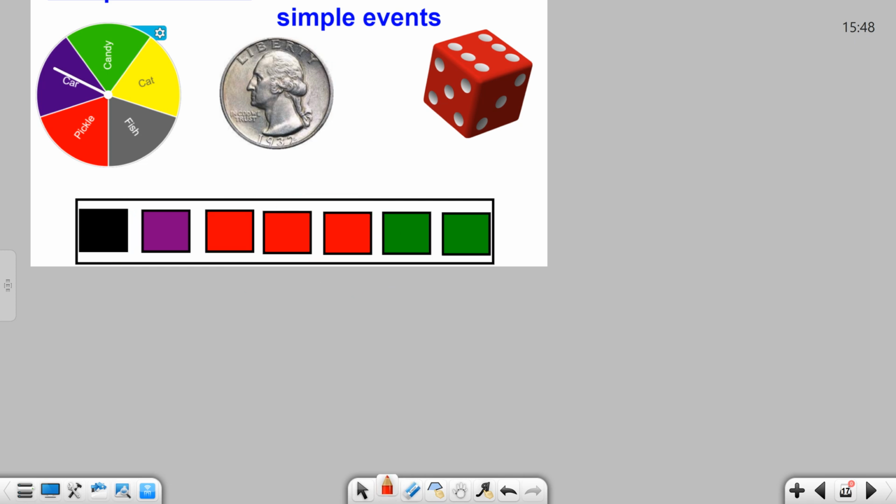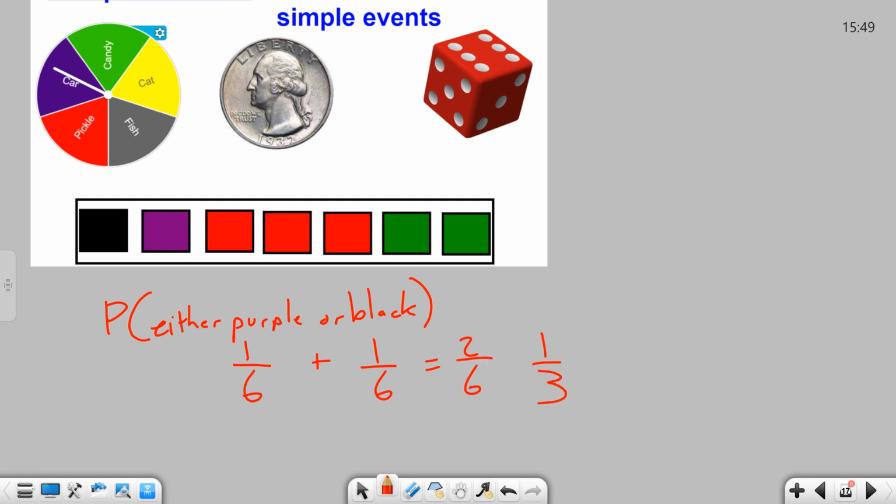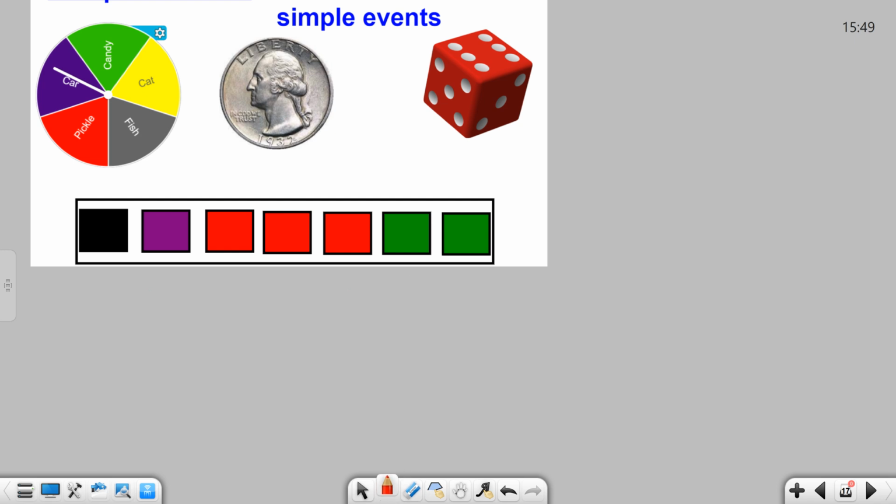What if I said, what's the probability I get either purple or black? Remember what either or means? You're going to add the probabilities together. So the probability of getting purple, 1 out of 6. Probability of black, 1 out of 6. Add them together, you're going to get 2 out of 6, which simplifies to 1/3. Still unlikely. What if I said the probability red or green?